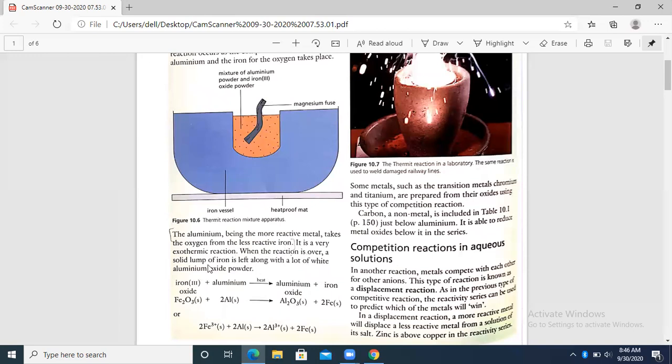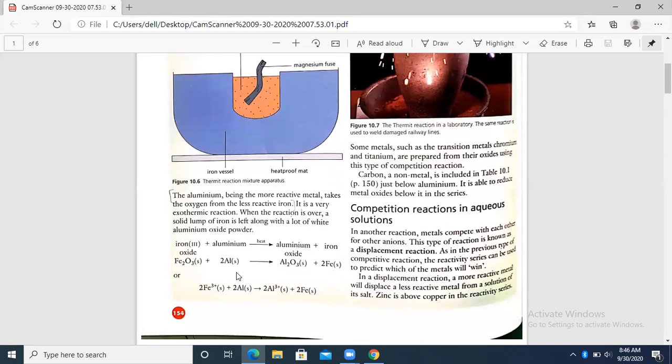When the reaction is over, a solid lump of iron is left along with a lot of white aluminium oxide powder. So that is the chemical reaction. We can check the equation. What are our reactants? Iron trioxide, Fe2O3, plus aluminium, Al. Then we heat them. What product did we get? Aluminium oxide, Al2O3, plus iron, Fe. So what happened here? From this iron oxide, the oxygen was taken by aluminium.